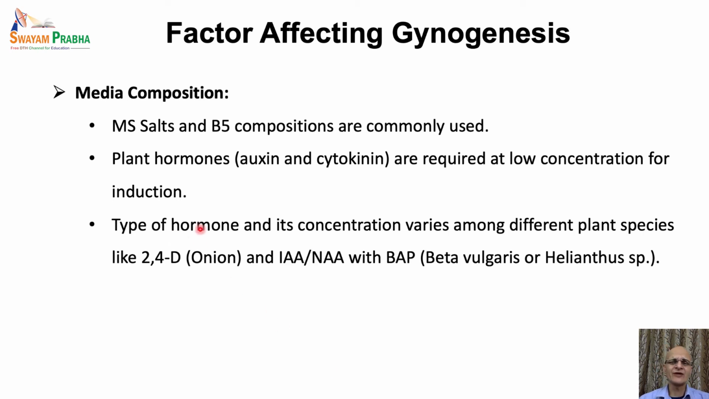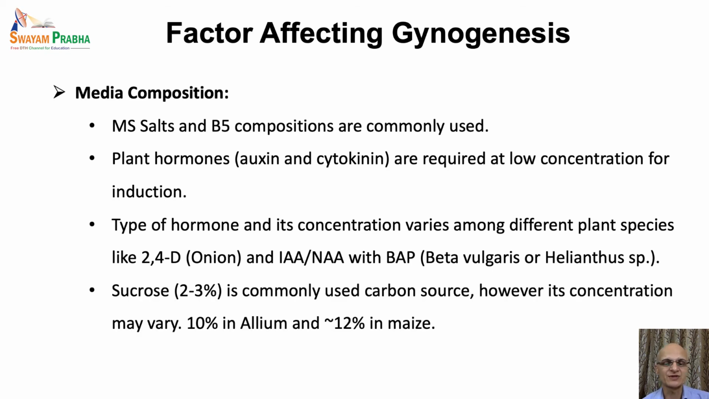Now the type of the growth hormone and its required concentration varies among the different plant species. Like 2,4-D has been successfully used for onion, and indole-3-acetic acid or naphthalene acetic acid have been used in combination with benzylaminopurine in Beta vulgaris or Helianthus species. Among various cytokinins, use of benzylaminopurine is usually most successful in most of the species.